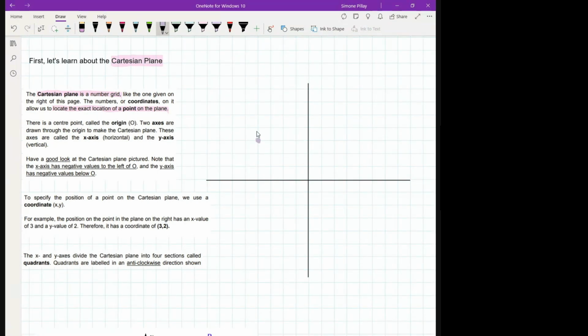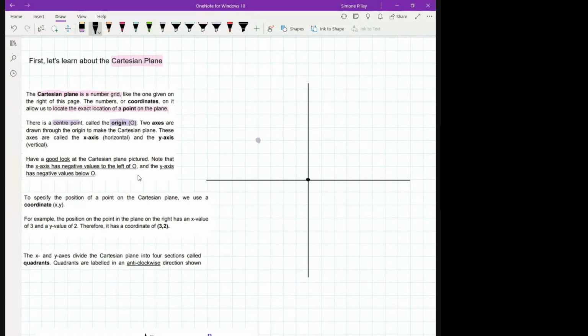In this Cartesian plane, there is a center point, and we call our center point the origin. Usually we just denote that with a capital letter O. The center point is this point right in the middle. We call it the origin. Two axes, by the way, it's one axis, two axes. Two axes are drawn through the origin to make the Cartesian plane.